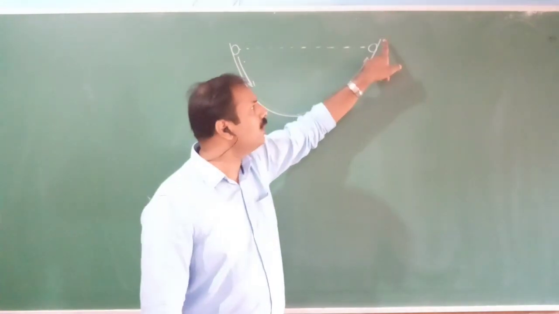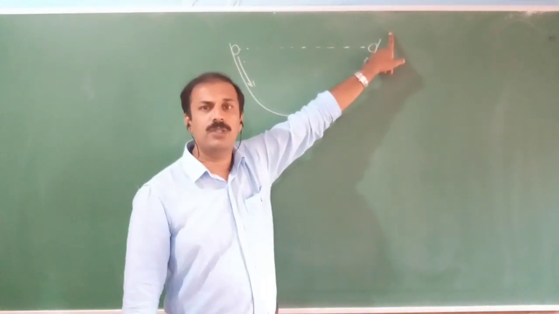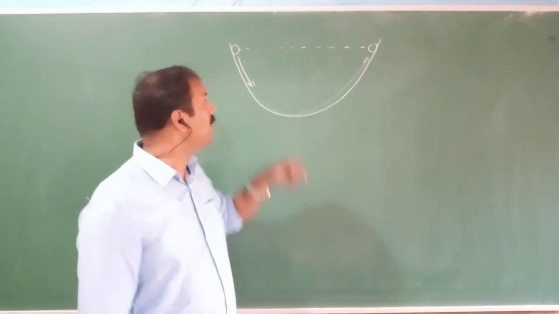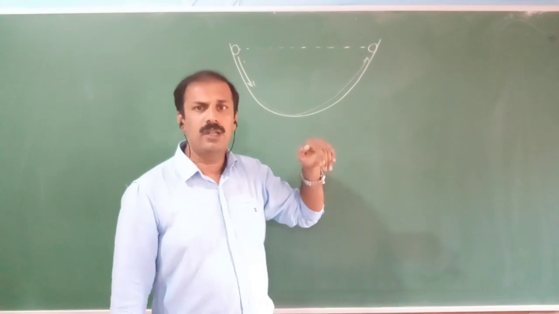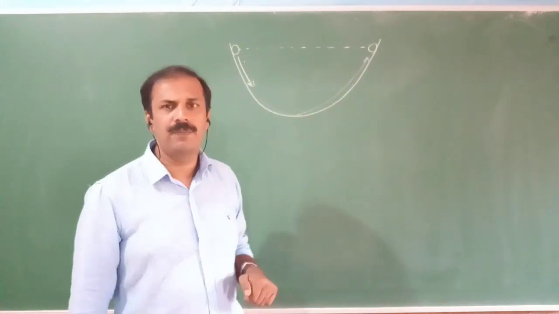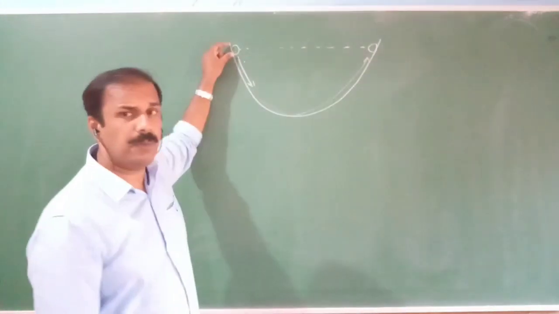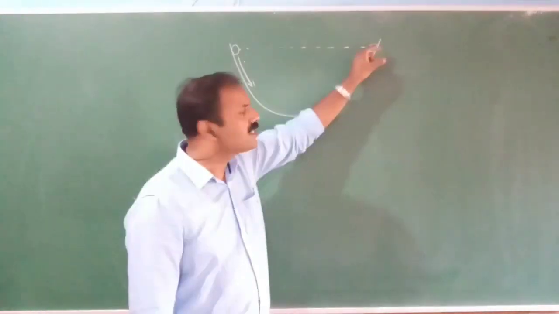It cannot go above that one, because that much energy is not there for that. How much energy is there here, that much only it can go here. It cannot go above that one. So it will come to the same height. So once you release the marble from here, the marble can come to the same height.